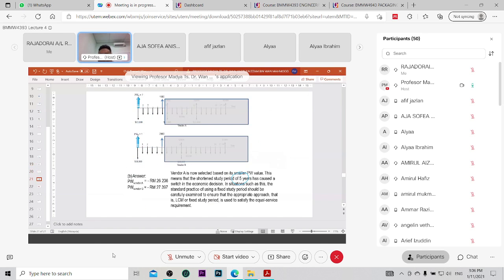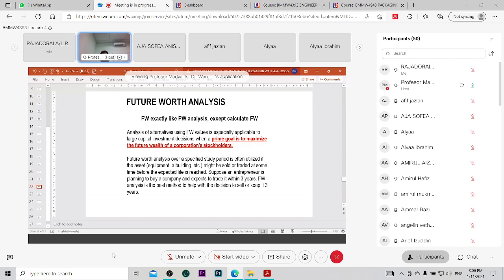Okay, saya proceed to next ni. So just now is about present worth analysis, and this one is future worth analysis. The prime goal is to maximize the future wealth of corporation stakeholders. And remember, this subject is talking about finance. What is finance? Future planning, future money. Money generation. So that's why they talk about budget.